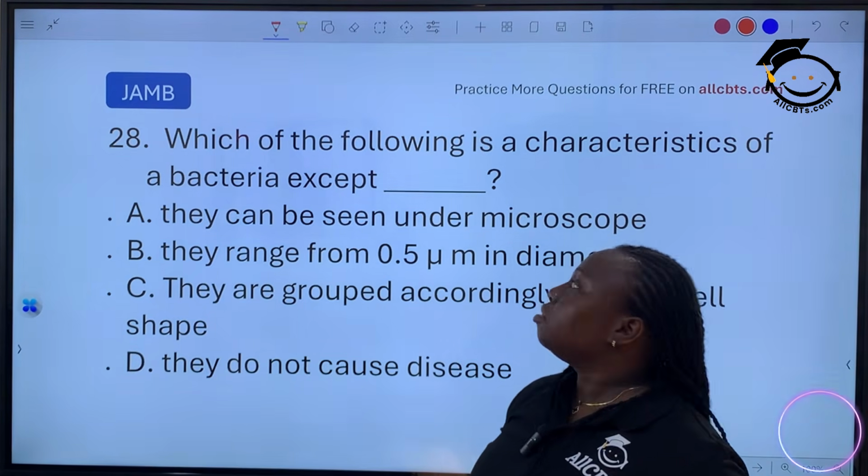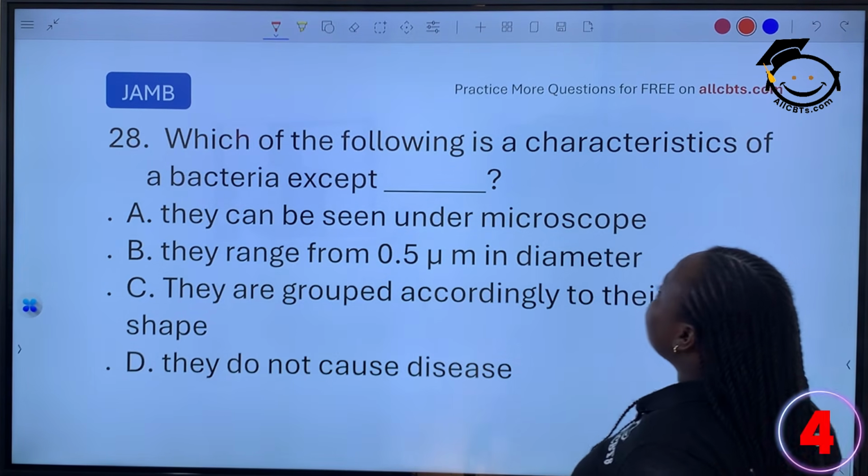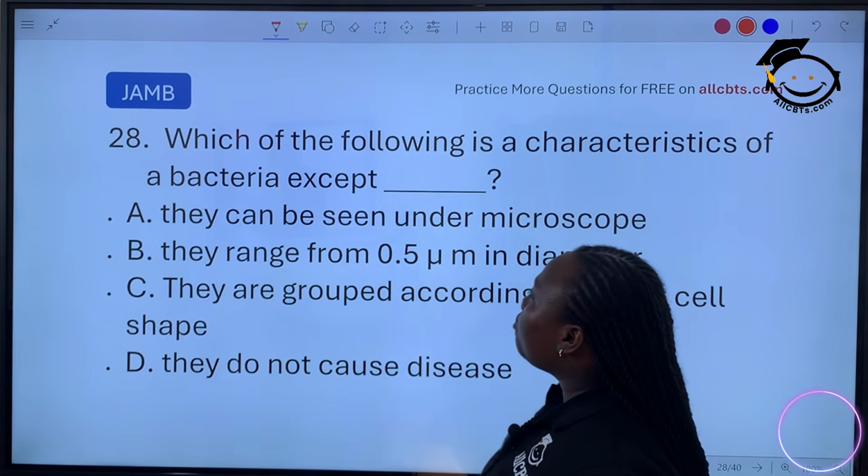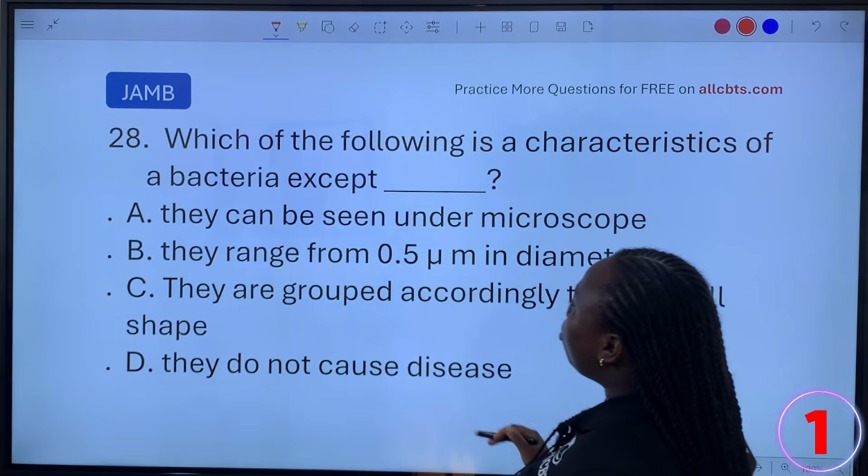Number 28. Which of the following is a characteristic of a bacteria?